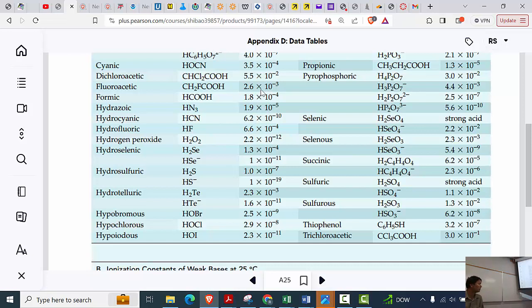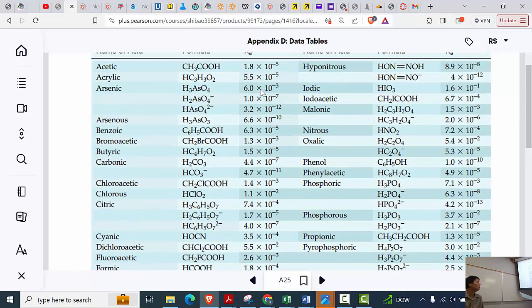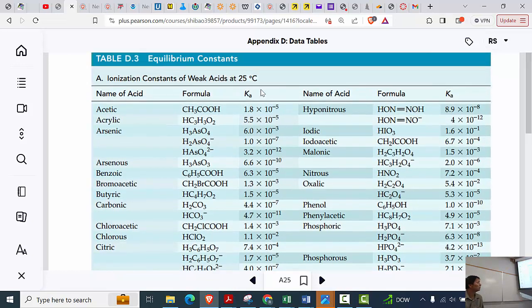Hypochlorous would work. 10 times 10 to the minus 8 is equivalent to 1 times 10 to the minus 7. So this is close. So hypochlorous is possible. We could use that. What else? Hyponitrous, this is very close. 10 times 10 to the minus 8 is 1 times 10 to the minus 7. That's very close. This is okay. This is very close. 0.1 times 10 to the minus 6 is 1 times 10 to the minus 7. So this is very close. Hydrogen malonate.